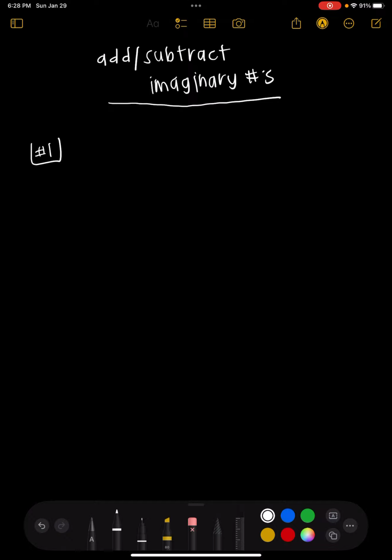The first example says 4i plus 7i. Now, both of these have i's in them, which means that they're both imaginary numbers. And because they're both imaginary numbers, we can add them together. The way we add them together is we just add 4 and 7 together. So 4 plus 7 is 11, and I'm going to tack an i onto it. So my final answer is 11i. Sweet. Okay, now let's do the second example.